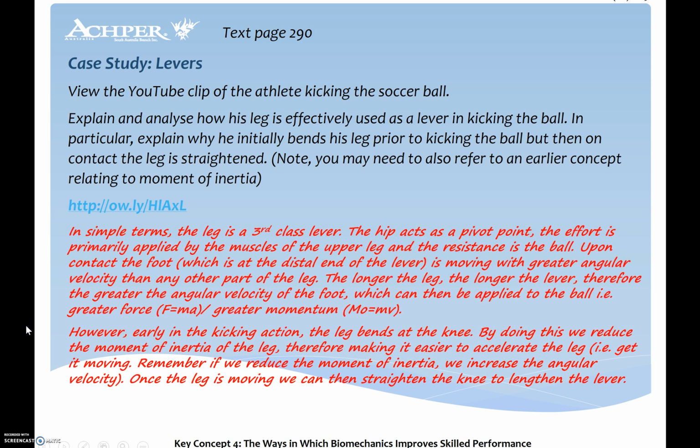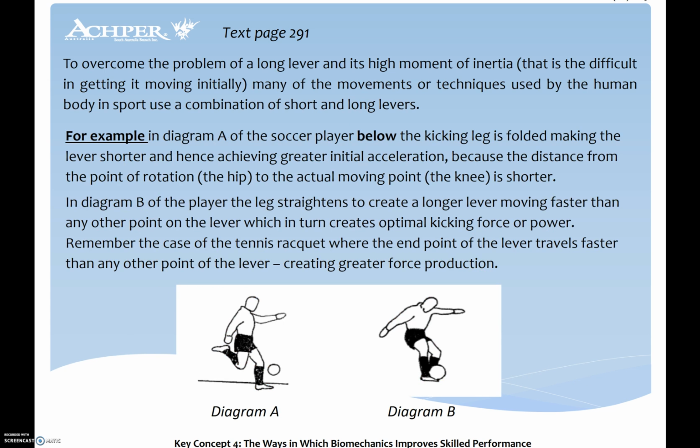So in simple terms, the leg is a third class lever. The hip acts as a pivot point, like we said. The effort is primarily applied by the muscles in the upper leg, and the resistance is the ball. So that makes it a third class lever. Earlier in the kicking action, the leg bends at the knee. By doing this, we reduce the moment of inertia of the leg, therefore making it easier to accelerate the leg, get it moving. Remember, we reduce the moment of inertia, we increase the angular velocity. So once the leg is moving, we can straighten the knee to lengthen the lever.